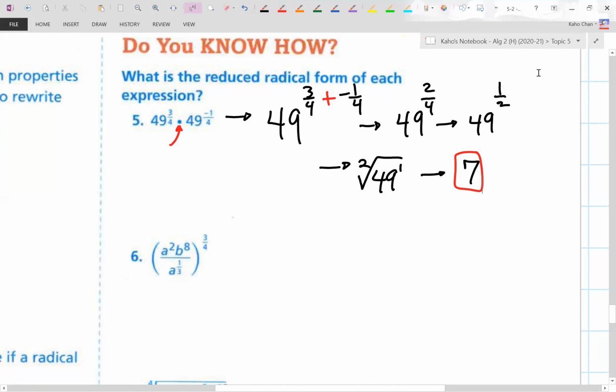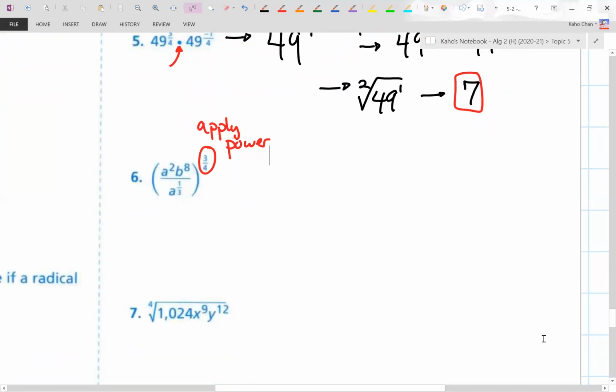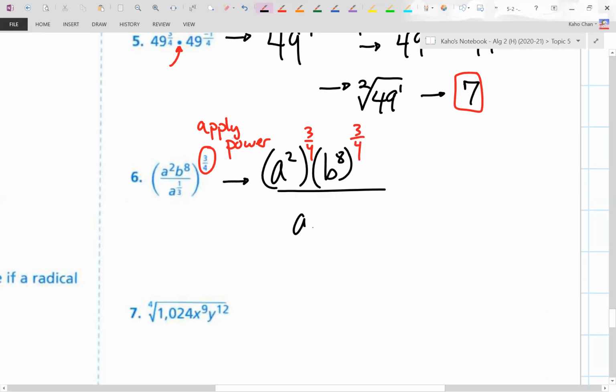Number 6. I'm going to apply the power here. 3/4 is just screaming at me to apply to everything inside. So we have, of course, 3/4 applied to the a squared, the b to the 8th, and a to the 1/3. Let's do that. A squared to the 3/4 power. The b to the 8th gets brought to that as well. All over a to the 1/3 to the 3/4 power as well.